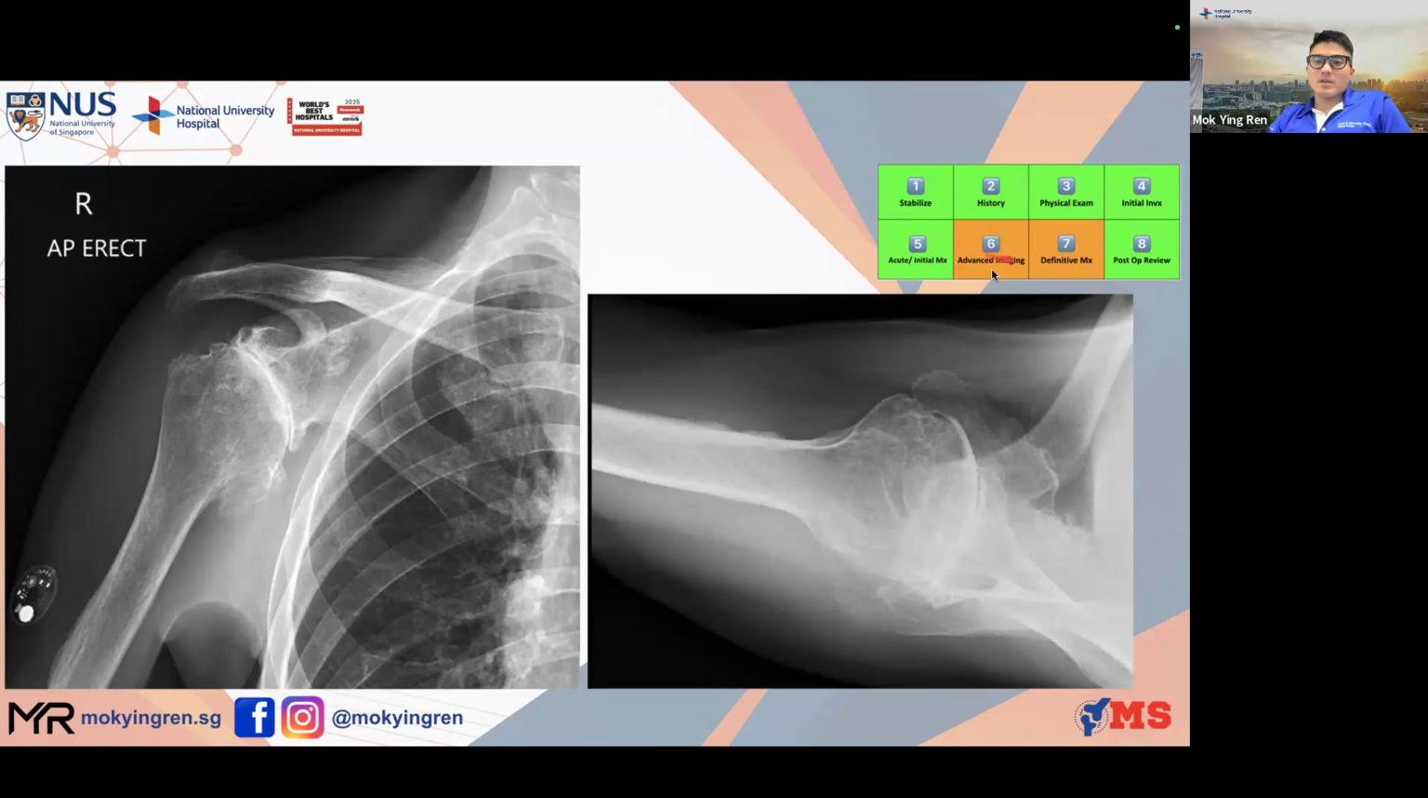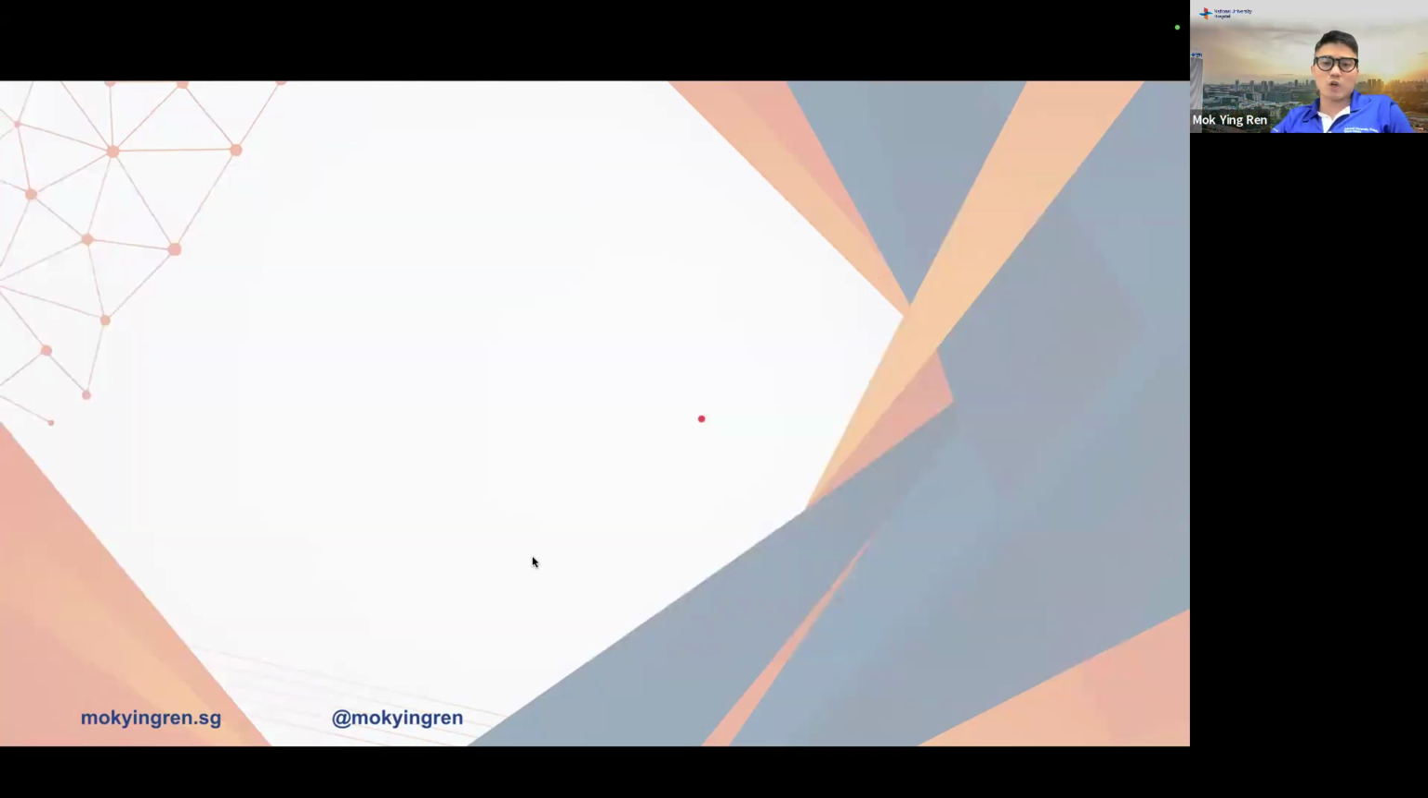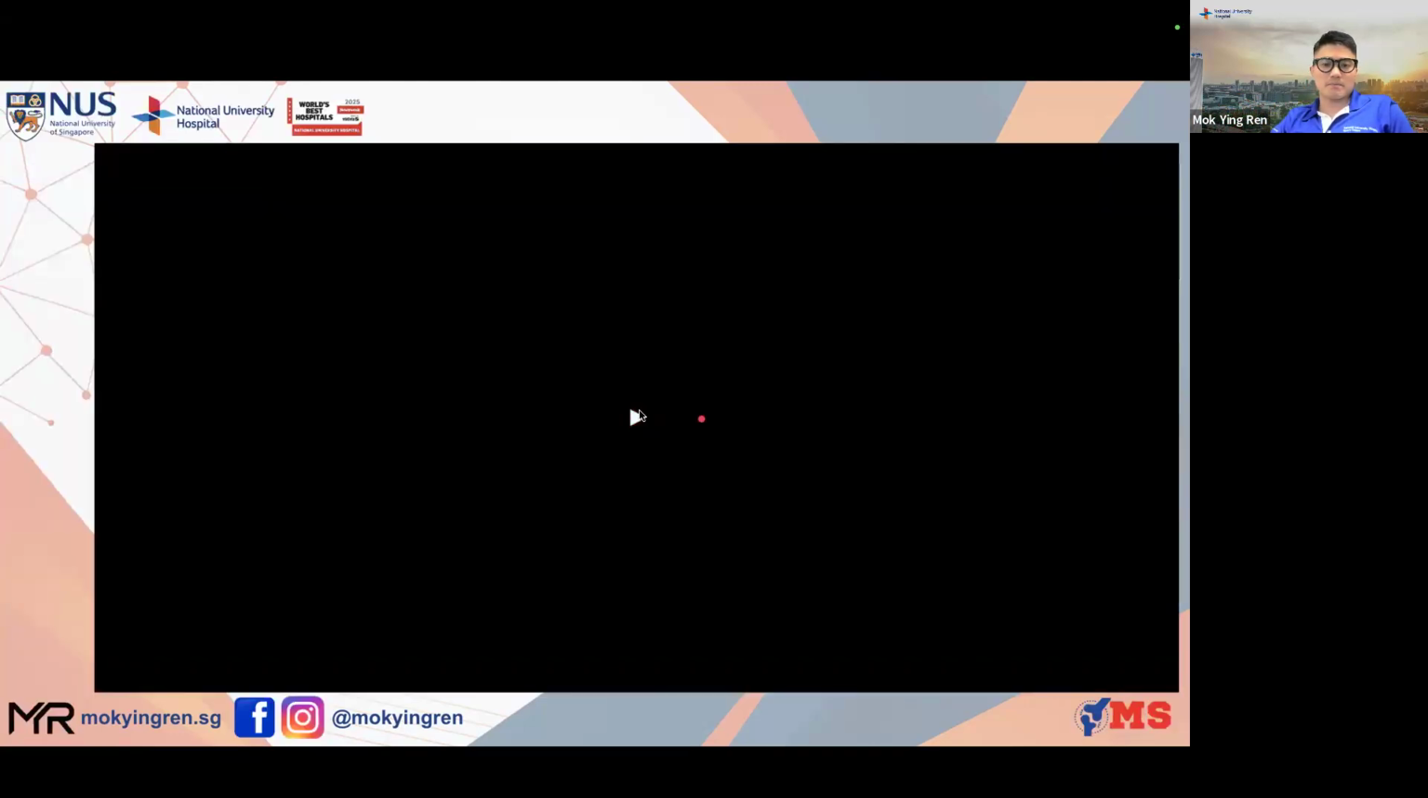Now, next, advanced imaging could be done if the patient fails non-operative management and is keen to pursue surgical management. In this patient, an MRI was done, primarily to look for the presence of rotator cuff tears and perhaps to justify the need for a reverse total shoulder replacement. So here is a walkthrough of the MRI scan.